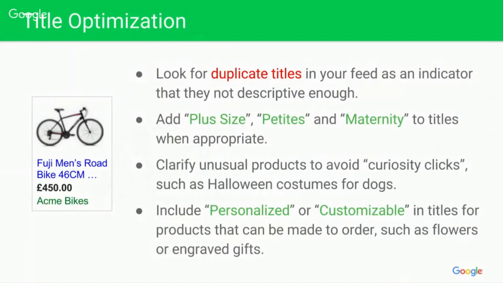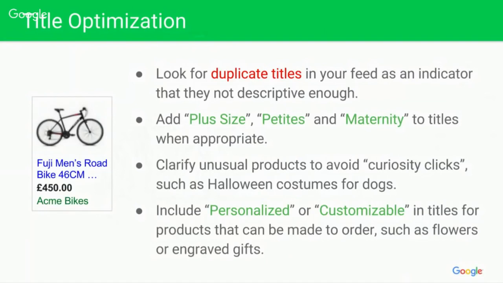So for a t-shirt, for example, is it for men or women? What color is it? What size is it? Is there anything on the t-shirt that makes it unique? Those are all things to include in titles so that you're attracting the right consumers to those products. And the important thing there is that the duplicate titles are an indicator that there is more content that you should probably add to your titles.